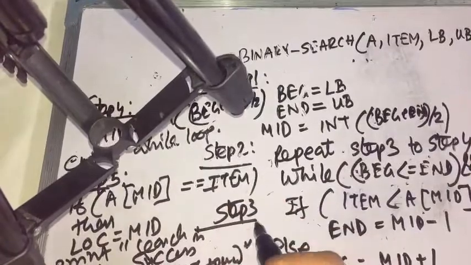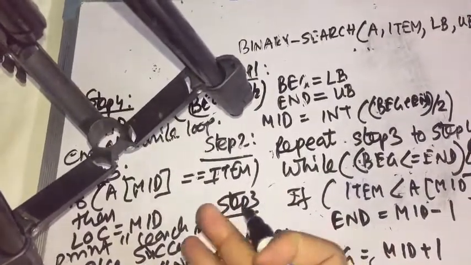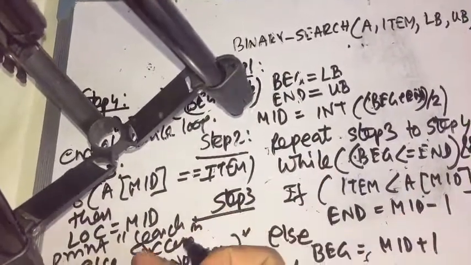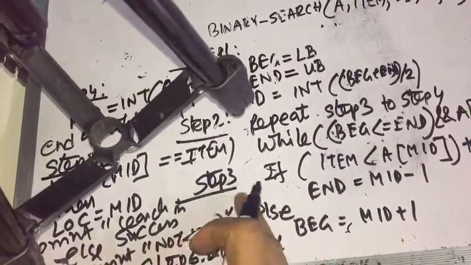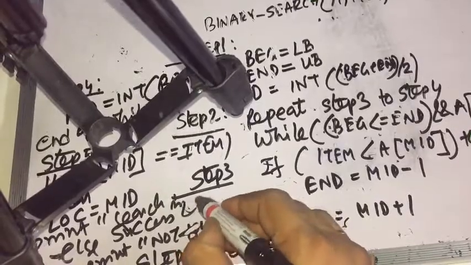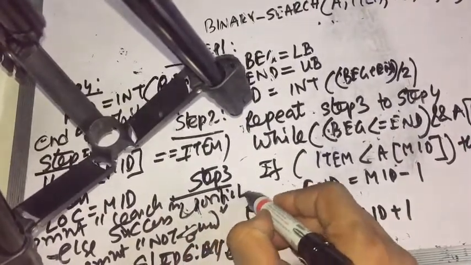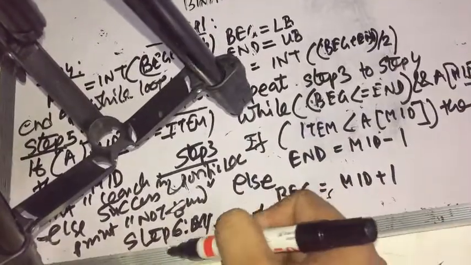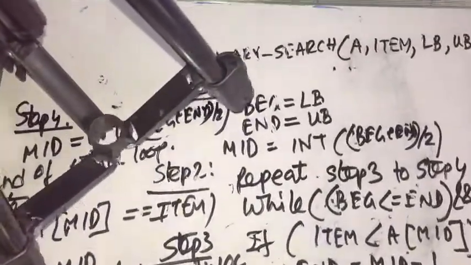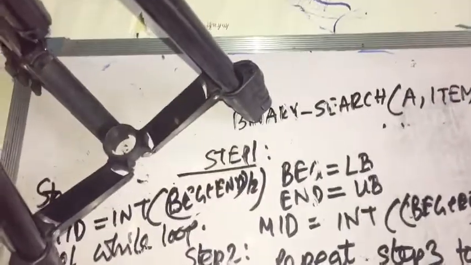After the while loop, you can check easily whether the search is successful or not. If a of mid equal to item, then the search is successful. LOC is the position; search is successful and the position is LOC. Else print not successful. Step 6, exit. So this is the non-recursive algorithm of binary search.